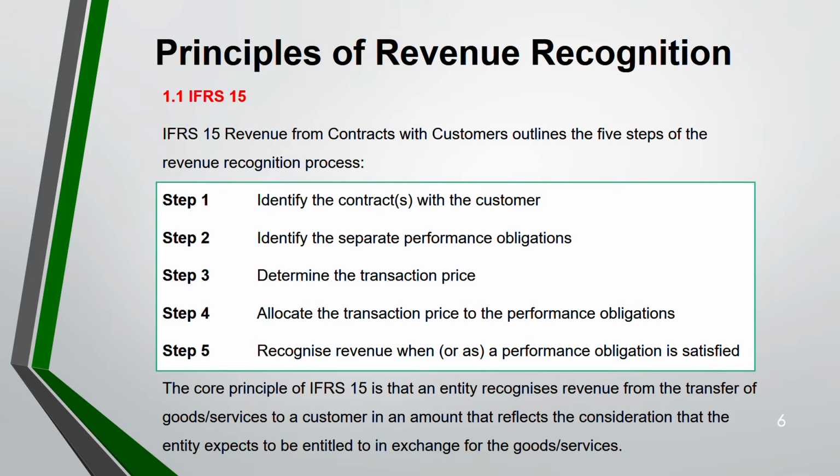Now, the core principle of IFRS 15 is that an entity recognizes revenue from the transfer of goods and services to a customer in an amount that reflects the consideration that the entity expects to be entitled to in exchange for goods and services. That means from the moment the seller, the entity, is transferring the good and service to the customer, they can recognize the revenue from that point onwards. Okay, so for transferring those goods and services, in exchange they are going to get an amount, a consideration. That is your revenue.